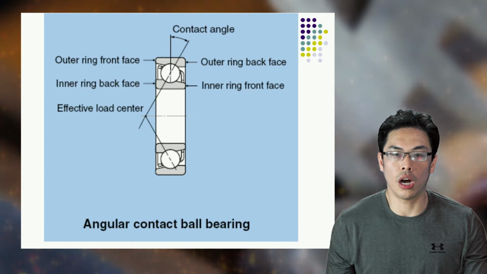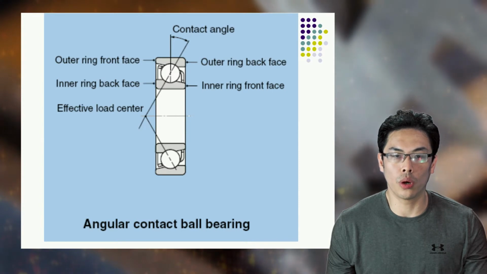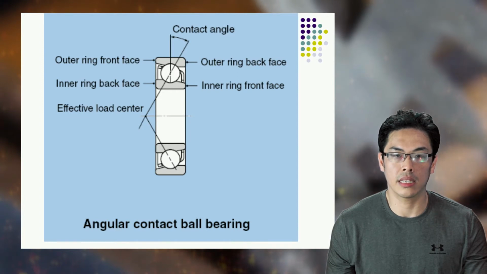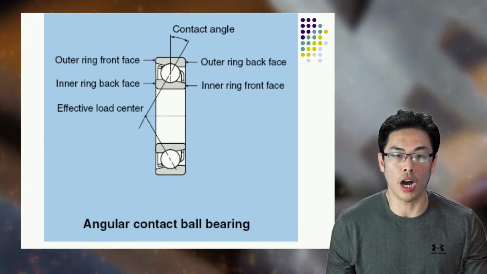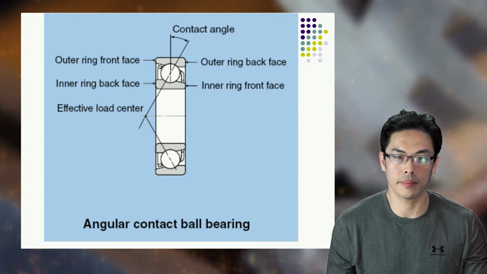The larger the contact angle, the higher the axial load supported, but the lower the radial load, in high-speed applications such as turbines, jet engines, and dentistry equipment. The centrifugal forces generated by the balls change the contact angle at the inner and outer race.